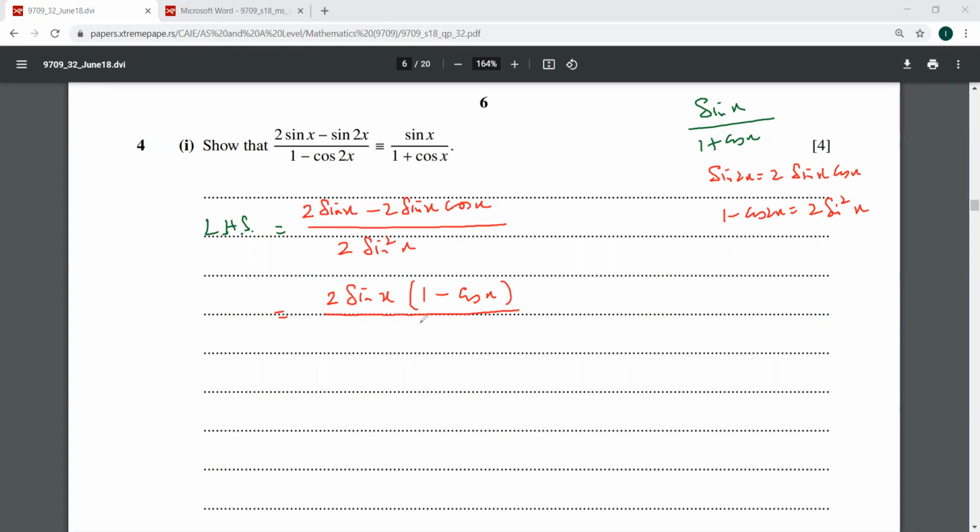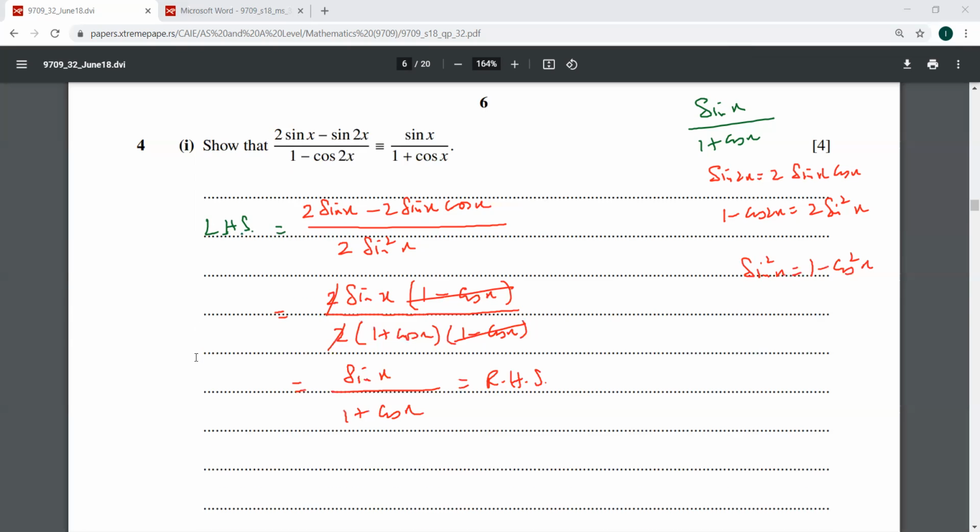No problem with that. This is 2 into the sine square x, which is basically 1 minus cos square x. And you can write it as 1 plus cos x into 1 minus cos x. So the 2's are cancelled, these are cancelled. So you have sine x over 1 plus cos x, and that is equal to the right hand side.